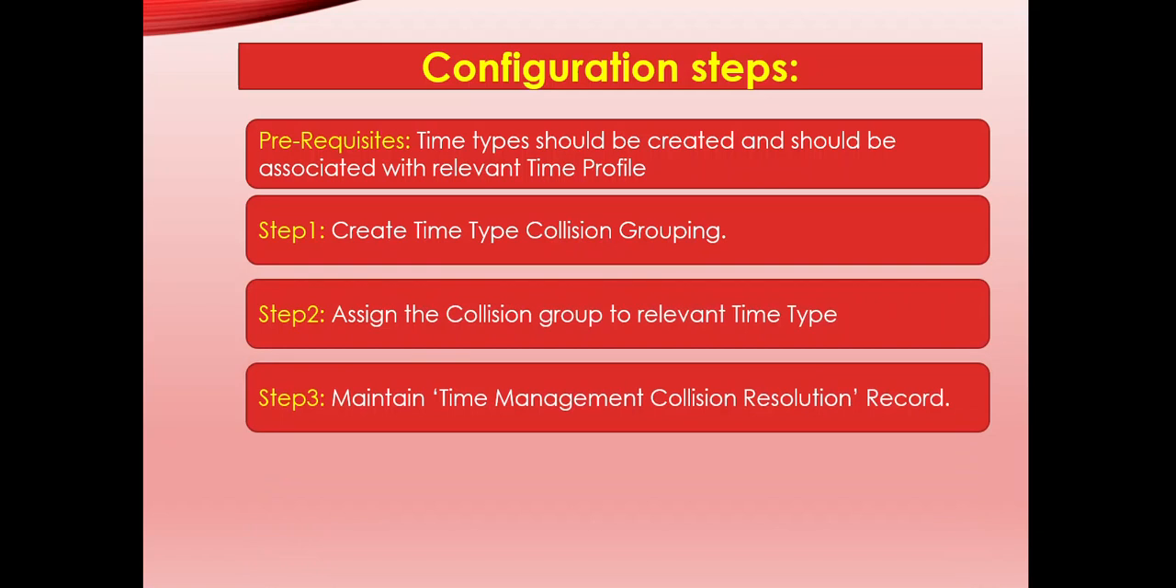The third step is to maintain one record in the time management collision resolution with that particular time type collision grouping that we have created and associated with the specific time type. That is how the system will allow that particular collision or leave overlap. It might be a bit confusing when we discuss the theory, so let's go to the instance and see how it works.